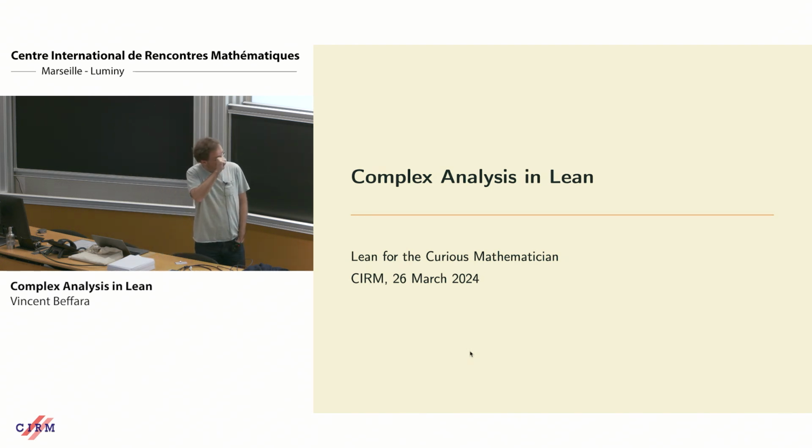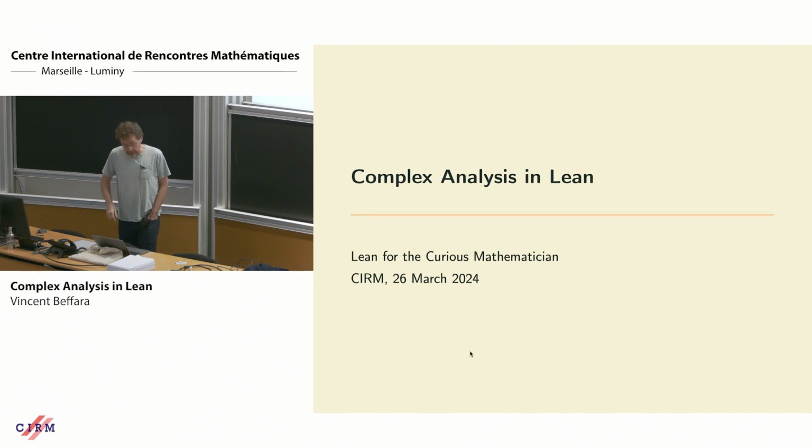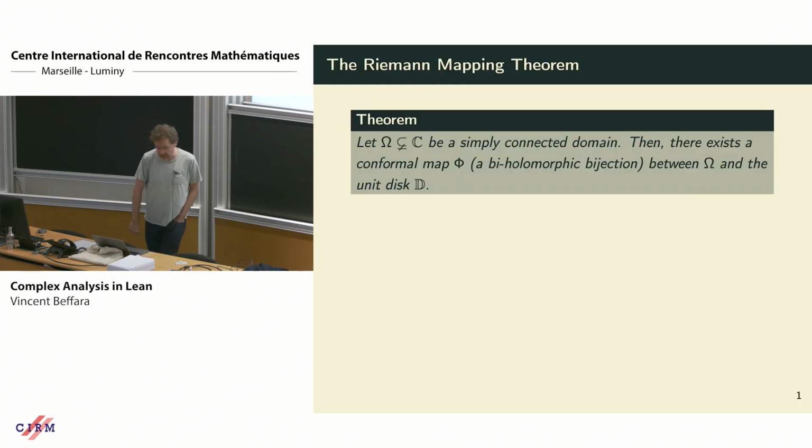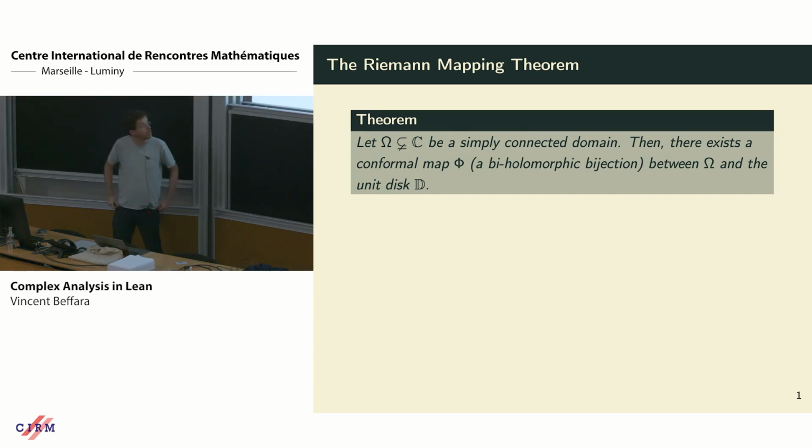I'm very bad at attribution. I did not do everything that I'm going to present, and I will try to attribute the various results. And so my plan is I'm going to tell you about the Riemann mapping theorem as an example of some mainstream mathematics that is formalizable in Lean.